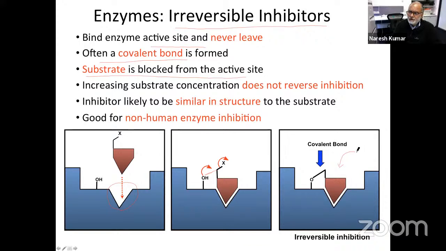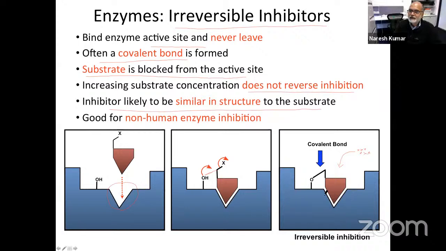And even if you increase the concentration of your substrate by as much as you like, it still cannot displace the inhibitor because it's bound in there. So it doesn't cause reversible inhibition. An inhibitor is likely to be similar in structure to the substrate. So in order to be able to bind to the active site of the enzyme, the inhibitor needs to have a similar structure to your starting reagent or starting substrate. Otherwise, the enzyme wouldn't recognize it.